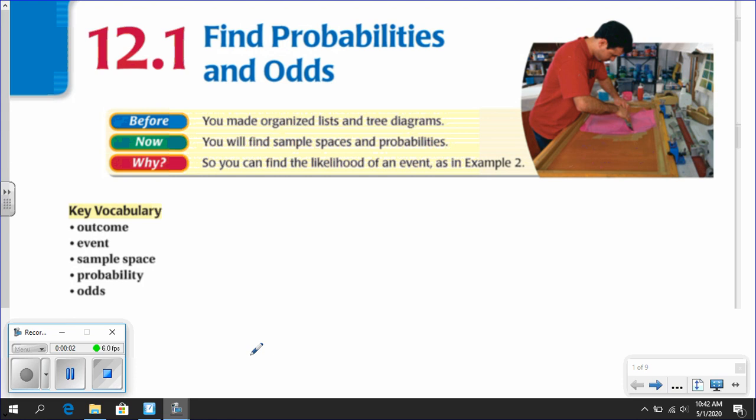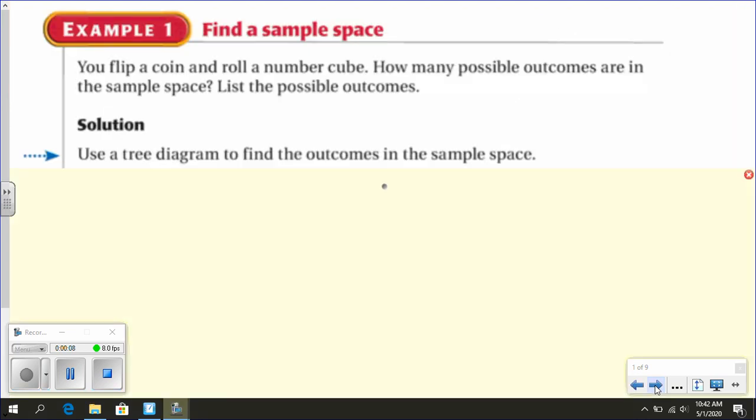Hi everyone, today we are going to start 12.1, which is find probabilities and odds. The first example here, we're going to talk about a sample space, and a sample space is just listing out all the possible outcomes in a situation.